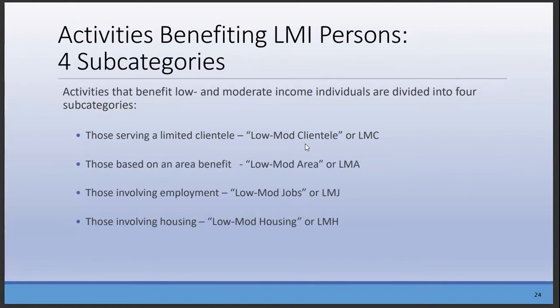There are 4 ways activities can meet the low and moderate income national objective. They are activities that serve a limited clientele, also known as low mod clientele or LMC, are based upon area benefit, also known as low mod area or LMA, involve employment, also known as low mod jobs or LMJ, or involve housing, also known as LMH or low mod housing.